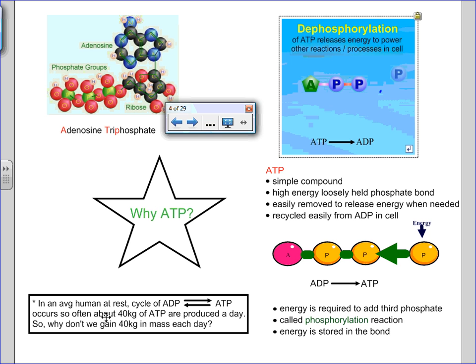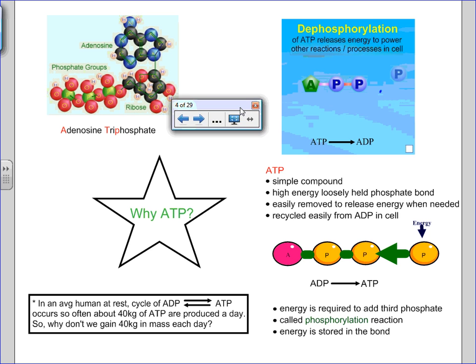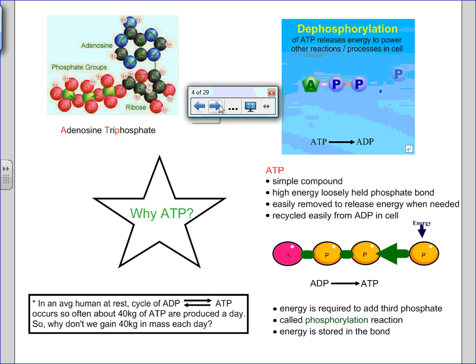Here's a neat little fact over here. In an average human at rest, ADP to ATP occurs so often that there's about 40 kilograms of ATP produced a day. So why don't we gain that much weight? It keeps being recycled and reused. So there's quite a turnover of ATP molecules.